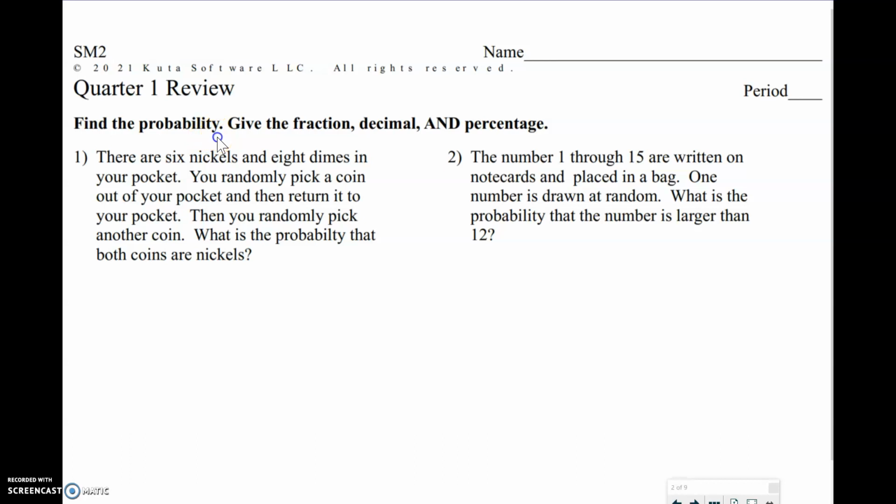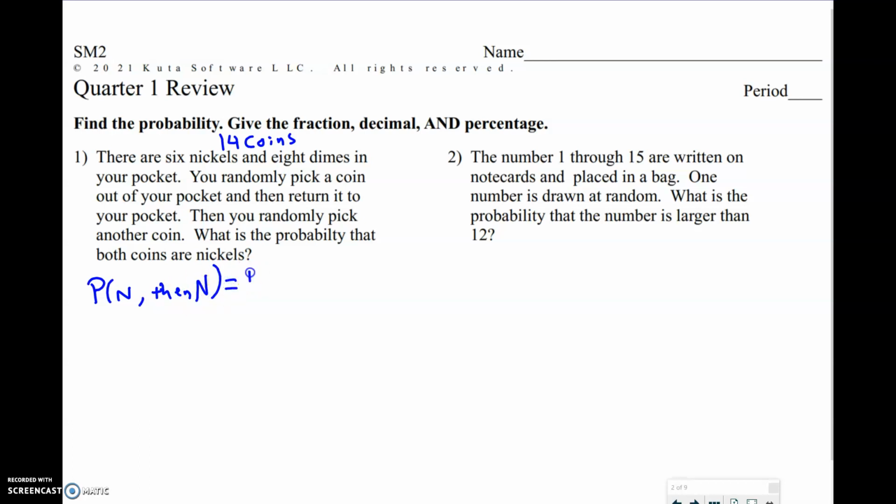So that's 8 plus 6, or 14 coins total. So when I randomly pick a coin out of my pocket, there are 14 possible outcomes. I'm going to pick a coin, put it back and draw another one. I want to know what the probability is that both coins are nickels. So probability of a nickel followed by another nickel.